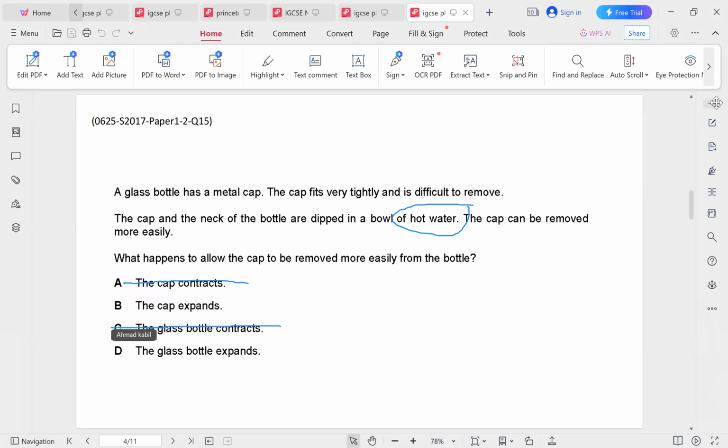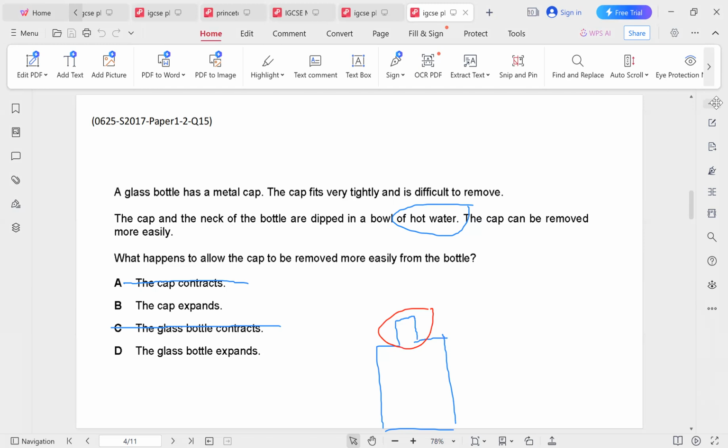Now, will the cap expand or will the glass bottle expand? First of all, metals tend to expand. So the cap is going to expand. This is the correct answer. Second of all, it makes more sense for the cap to expand in order to be able to remove it, because if the cap expands, it's easier to just unscrew it and remove it. However, if the bottle expands while being locked into the cap, then something else will happen, probably some damage of some sort. So we're going to go with choice B for 2 reasons.